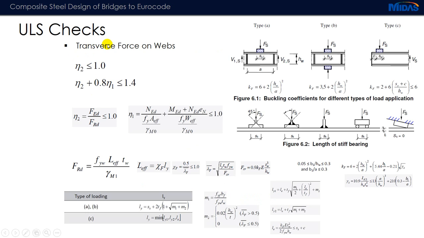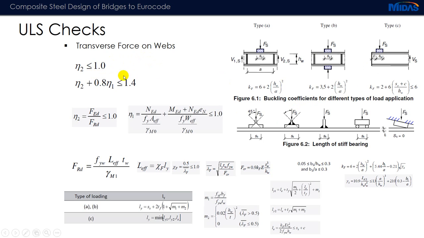Okay, now moving on to transverse force on a web. When we have a concentrated force acting on the flange, the web of the I section can buckle and move transversely. So the transverse force on the webs needs to be checked. In case of composite sections, the wheel load effect is not that governing, so we consider the bearing effect in this case. Wherever we have a bearing location, we check for transverse force on the webs.